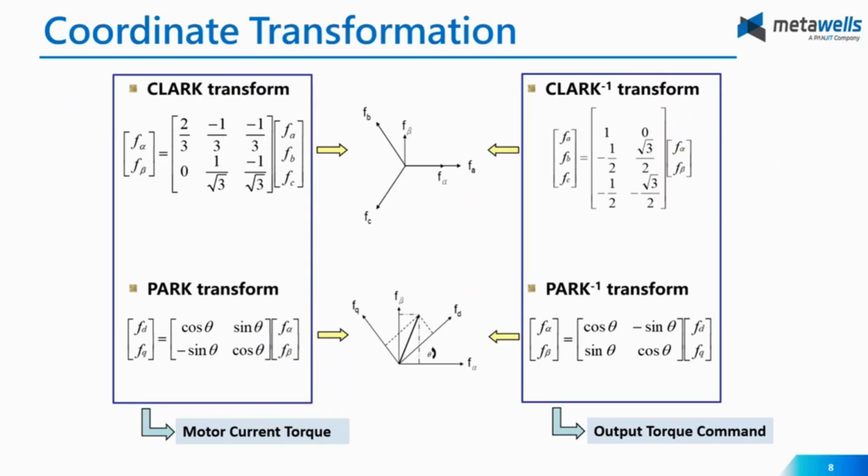Okay, so the overview process is here. First, as we just mentioned, ABC frame transfers to alpha beta, or alpha beta transfers to ABC frame. We usually use the Clarke transform or inverse Clarke transform. And second, the alpha beta frame transfers to the DQ frame by the Park transform or inverse Park transform. So this is the foundation of FOC.